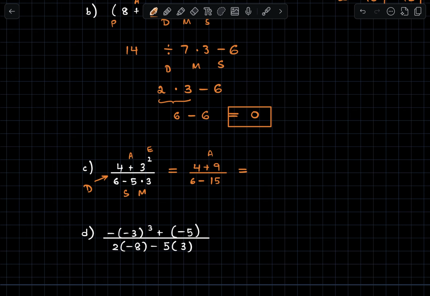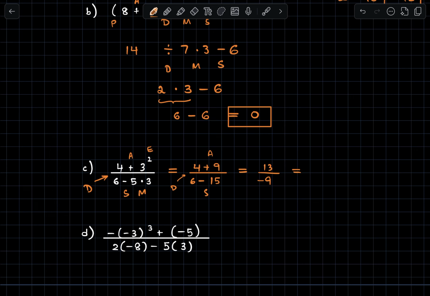Now I only have an addition up top. I've just got a subtraction on the bottom. And the division in the center. 4 plus 9 is just 13. 6 minus 15 is going to give us negative 9. So I'm left with 13 over negative 9. I don't have to divide those if it's not being asked for. This is already an otherwise simplified fraction. We do not have to put it as a mixed number or a decimal if it's not required.